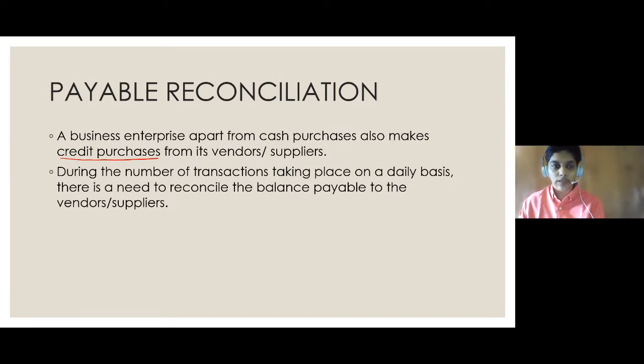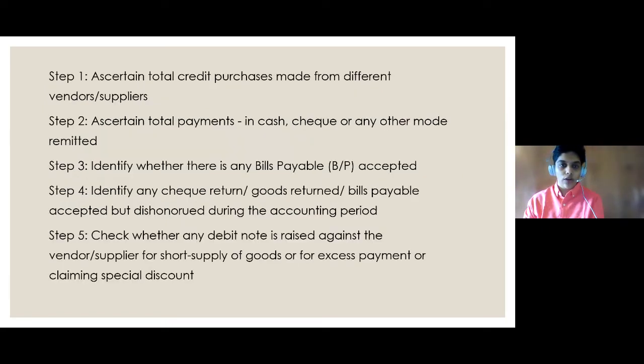There are multiple transactions that take place with a particular vendor or a particular supplier. To find out the balance that is payable to a particular person or to a group of persons, we can prepare this payable reconciliation. Again, there are a couple of steps involved in preparing this payable reconciliation. First, we need to find the total credit purchases made from different vendors and suppliers.